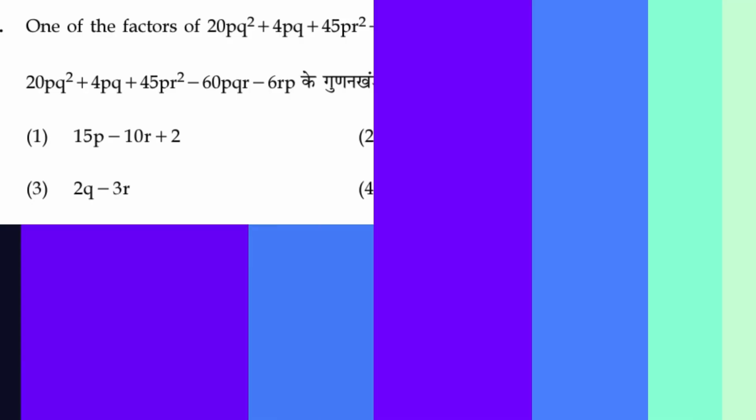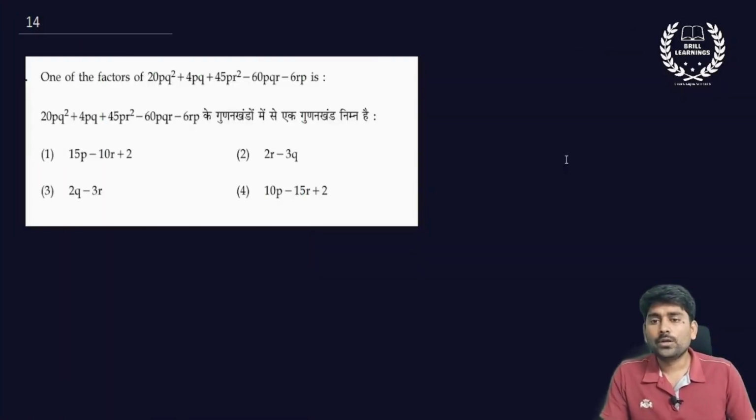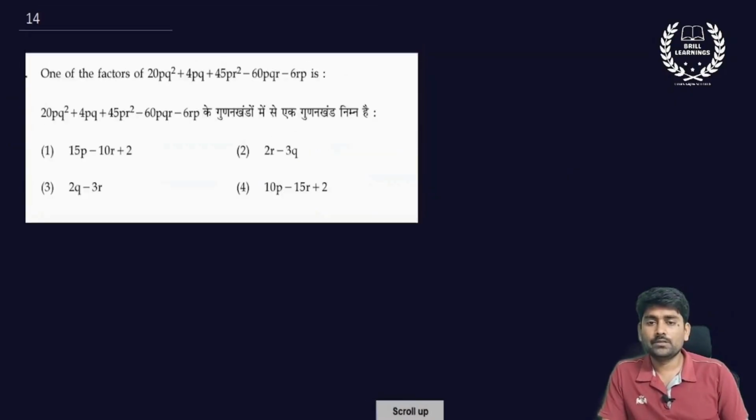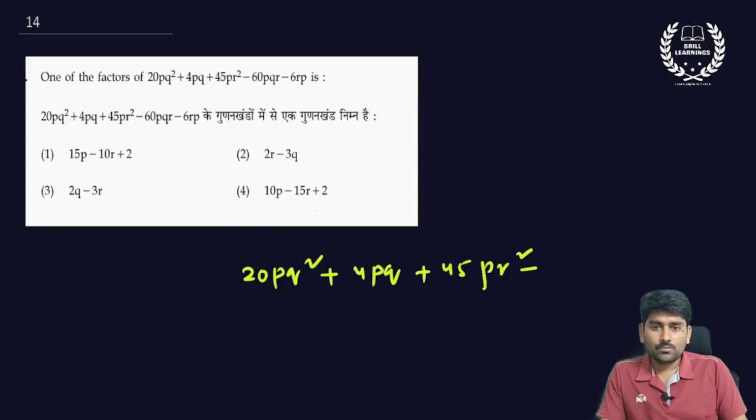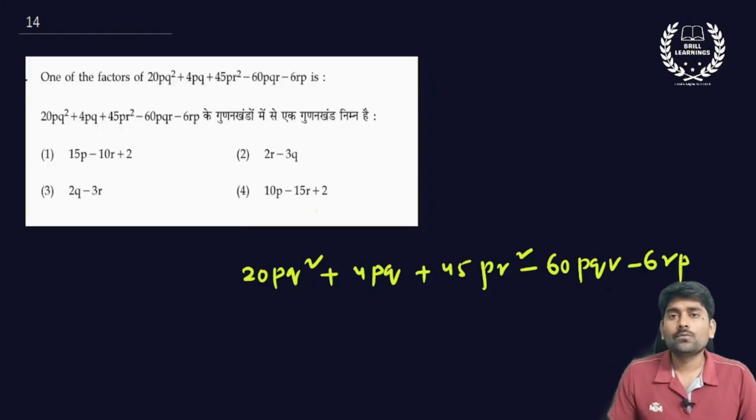Let's get started. One of the factors of 20pq square plus 4pq plus 45pr square minus 60pqr minus 6rp. First write this equation here. I have to find one of the factors.